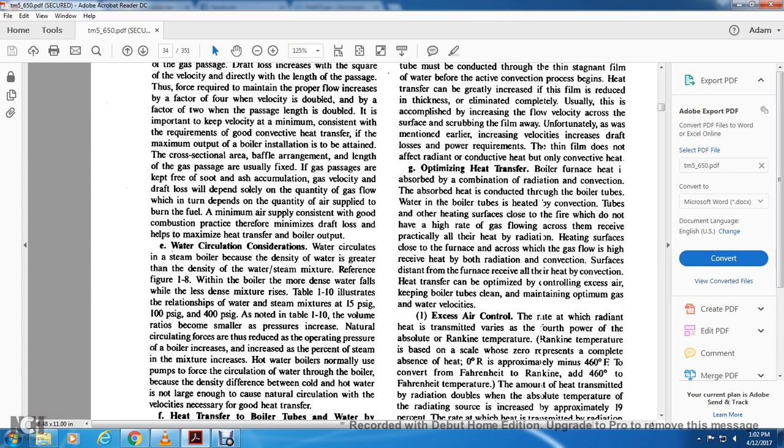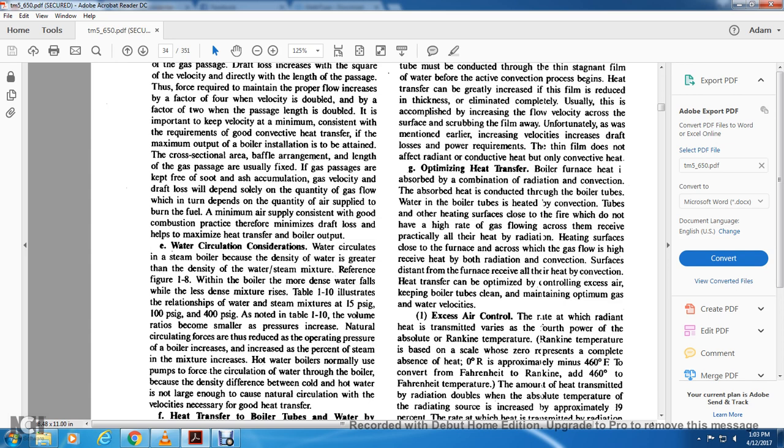Water circulation consideration. Water circulation in a steam boiler occurs because the density of the water is greater than the density of the water and steam mixture. Referring to figure 1.8, within the boiler the more dense water falls, while the less dense mixture rises. Table 110 illustrates the relationship of the water and steam mixture at 15 psi, 100 psi, and 1000 psi. As shown in the table, the volume becomes smaller as pressure increases. Natural circulating forces are reduced as the operating pressure of the boiler increases, with the increase of the percentage of steam in the mixture.